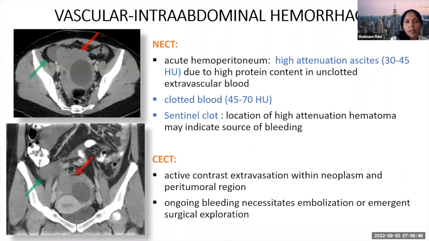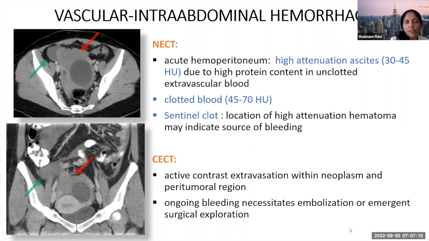You can also see clotted blood, which has slightly higher Hounsfield units, ranging from 45 to 70 Hounsfield units. And then always look for a sentinel clot, which basically indicates the source of the bleeding and the location of the high attenuation hematoma. This is shown by the red arrows on the axial and coronal images. In this patient, the left adnexal cystic lesion was actually the source of bleeding and the sentinel clot.